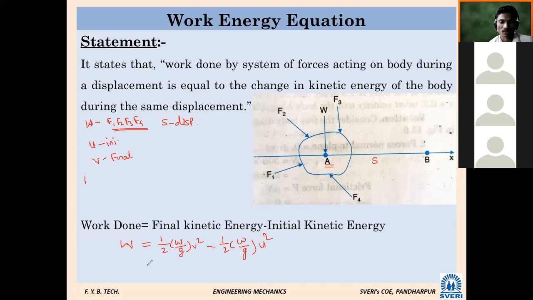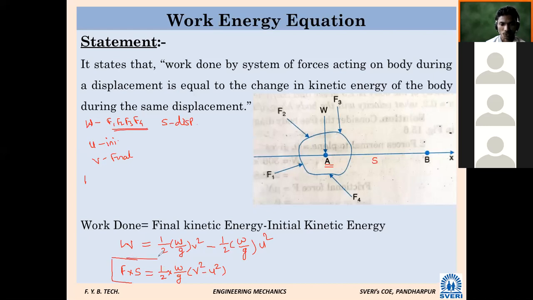So, common terms. On the other hand, we have seen how work done is given. What is the formula for work done in terms of force and displacement? Force into displacement. So if I write here, force into displacement is equal to, taking the common term, 1/2 into W upon g into bracket, what will remain? V square minus U square.